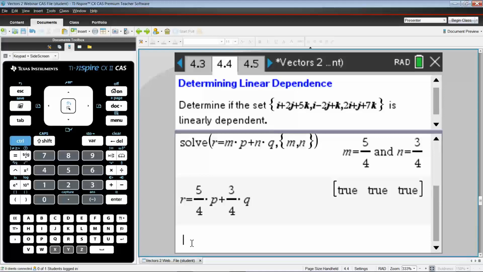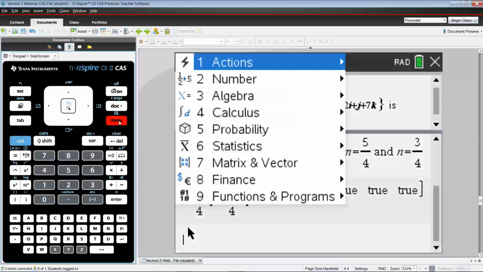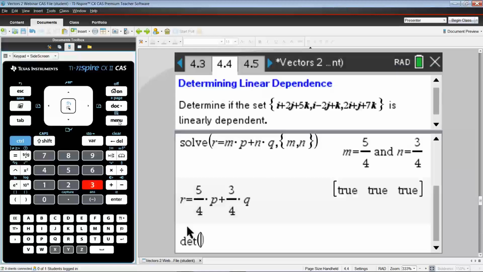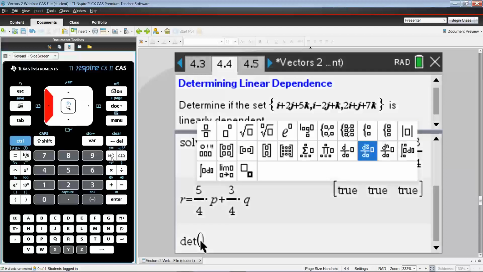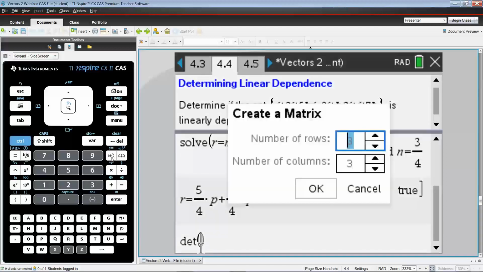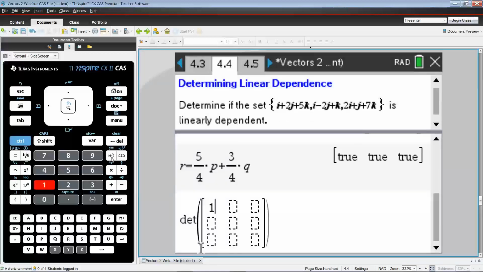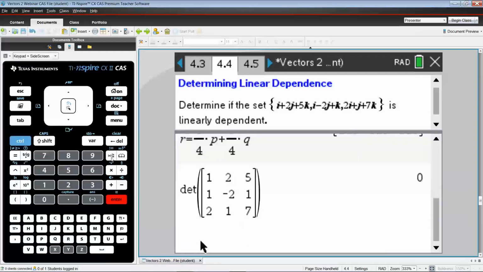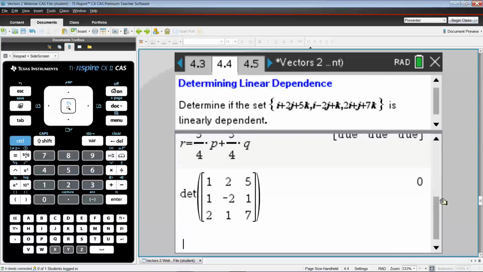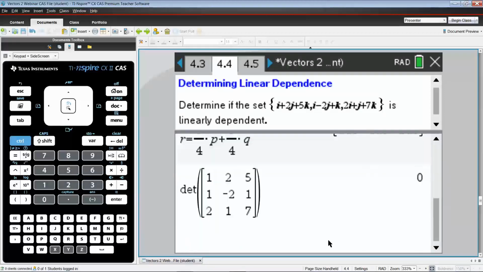Let's quickly check the dependence using determinants. Menu 7, 3 is determinant. I'll press the template button and go to the 3 by 3 matrix, and put the vector components there: 1, 2, 5. I'm using the tab command to get quickly from cell to cell. Then 1, negative 2, 1, and finally 2, 1, 7. There we go, and my determinant is equal to 0, which means I've got a linearly dependent set. So there are 2 ways we can show that vectors are linearly dependent.